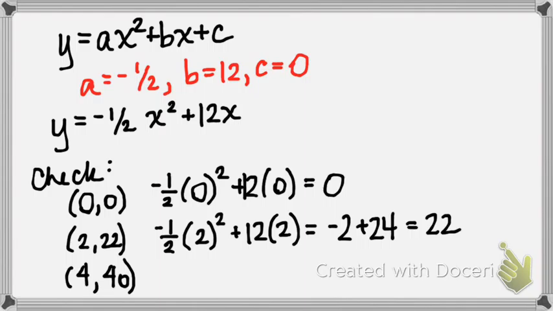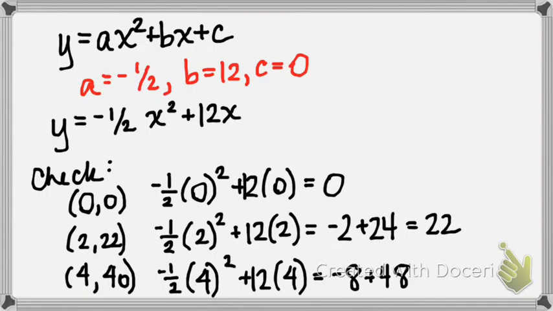And I'm going to check the last point, 4, 40. I'm going to put in 4 everywhere where there's an x. And I get -8 plus 48, which is 40. So that's good. So this quadratic function that I've come up with actually goes through those 3 points, and that's what we wanted.